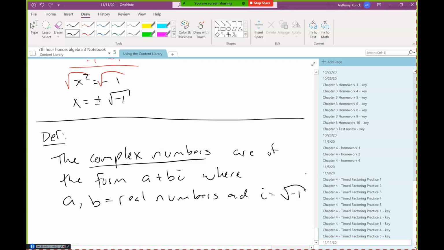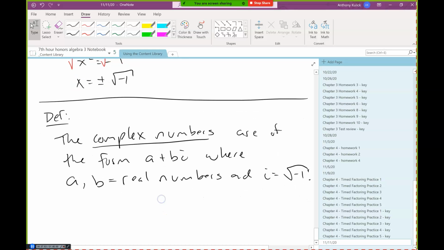So the complex numbers are of the form a plus bi, where a and b are real numbers, and i is equal to the square root of negative 1. So we're going to call i an imaginary number.